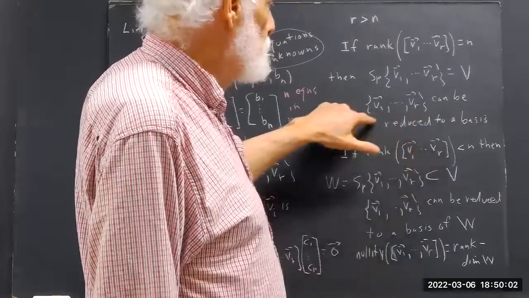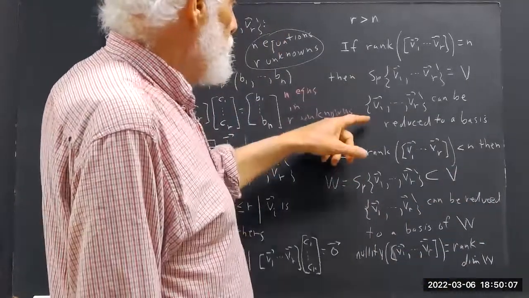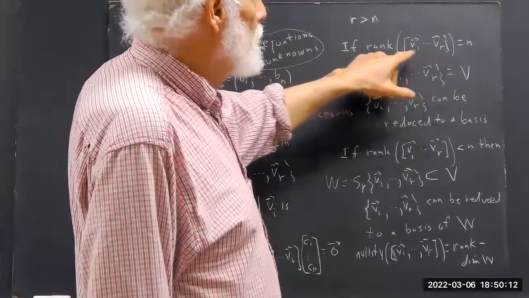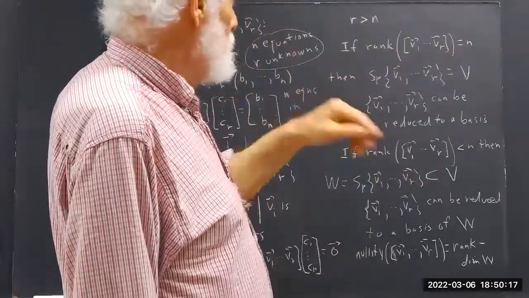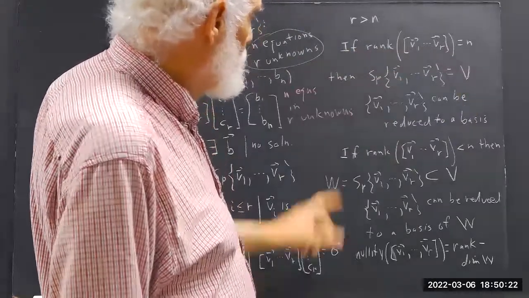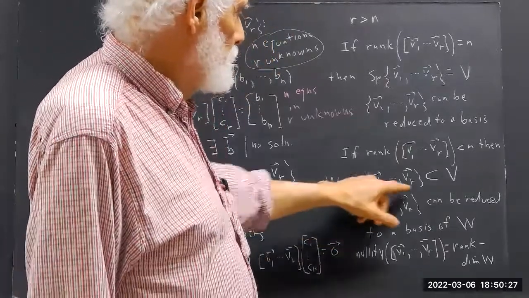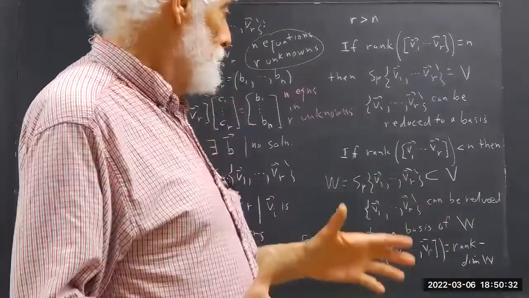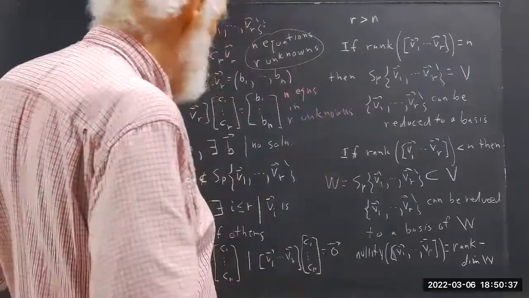So the whole idea of reducing a set of vectors to a basis is an important idea and can always be done for a set of vectors whose number is greater than the dimension, but such that the rank of this matrix is n. If the rank is less than n, then the span of these vectors is a proper subset of V. That means it's a proper subspace of V.